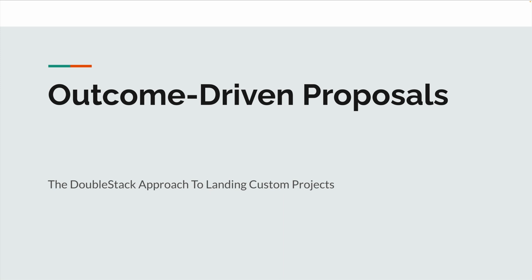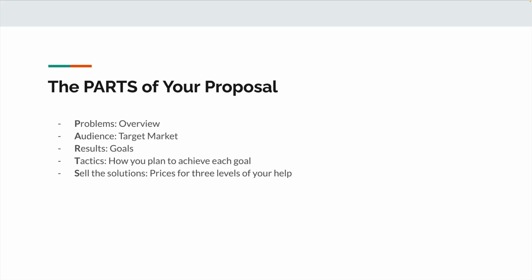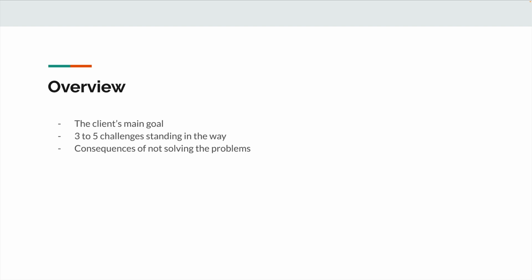So you get a lead from somewhere. The lead falls outside of your niche, so it's not really the right fit for your solution-first agency, but you want to take the project on anyway, and so you want to write a custom proposal, and this is how I do it. There are 5 parts to the proposal, and you can remember each part because it starts with one of the letters of the word PART. So we have the problems, then we get into the audience, the results, the tactics, and then we sell the solution.